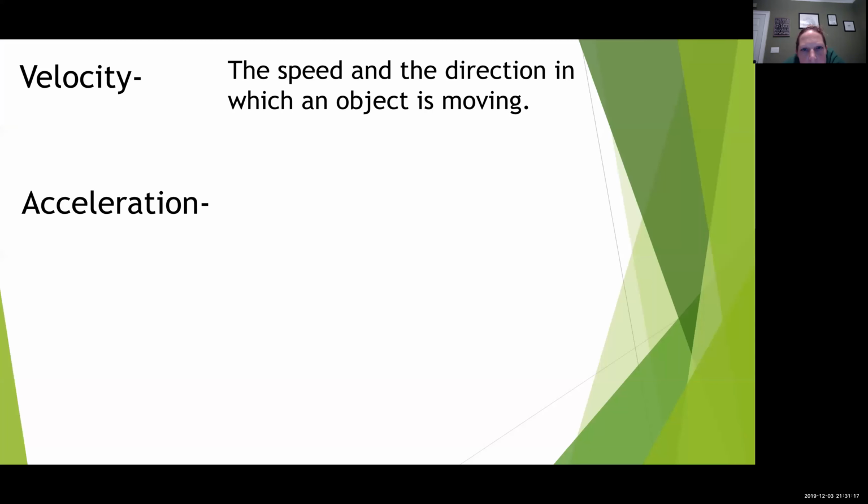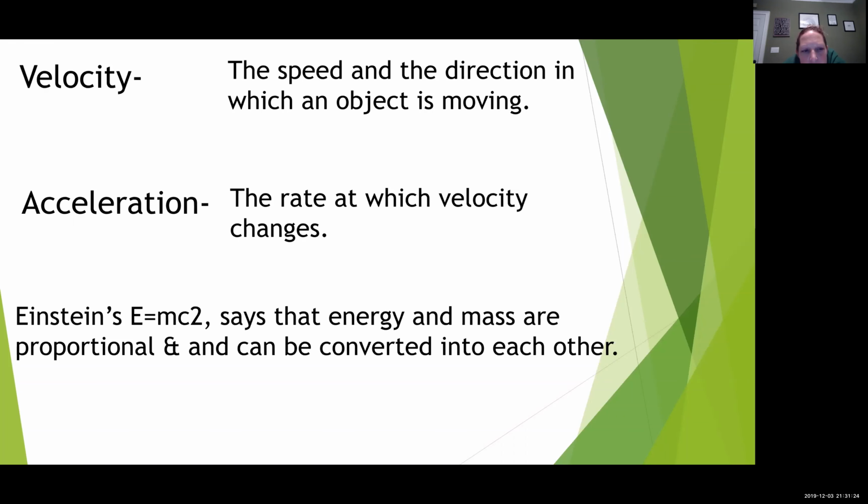Velocity, the speed and direction in which an object is moving. Acceleration, the rate at which velocity changes. Einstein's E equals mc squared says that energy and mass are proportional and can be converted into each other.